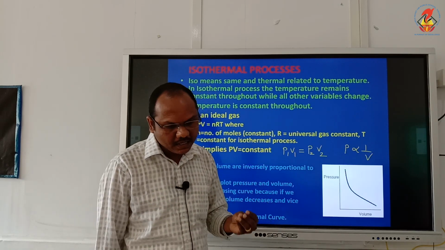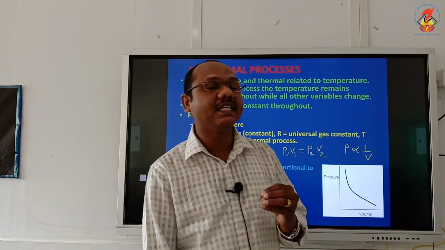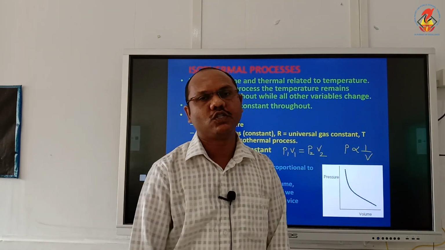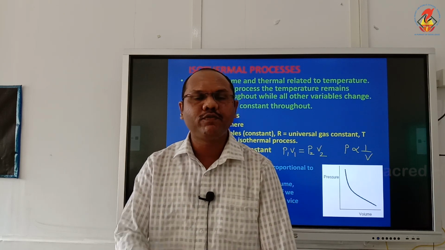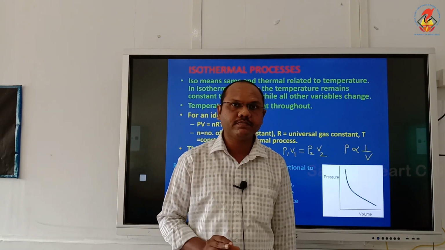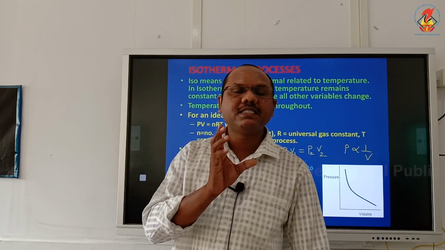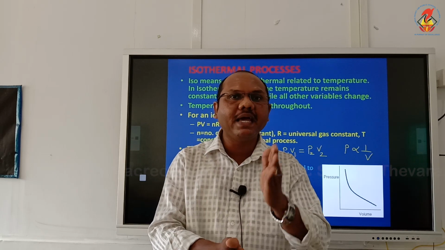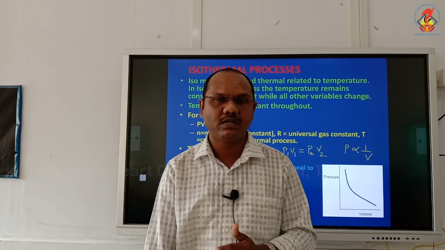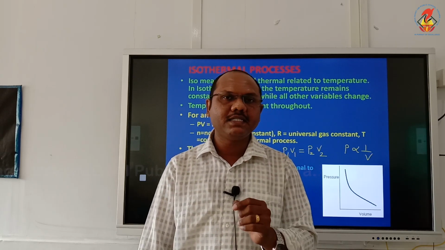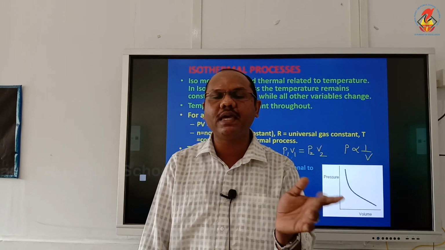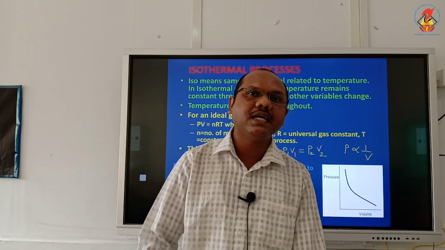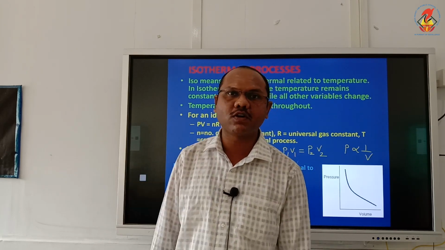Okay. Now, what are the essential conditions for the isothermal process to happen? The first condition is the system and the surrounding should be separated by a diathermic wall, so that there is exchange of heat between the system and the surroundings. Only then the temperature of the system can remain constant.